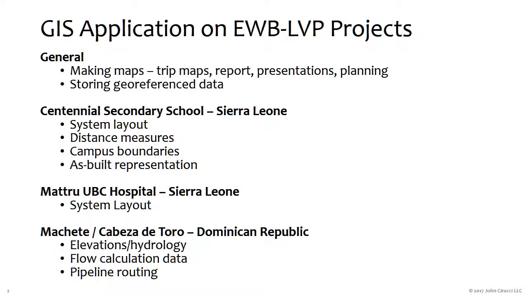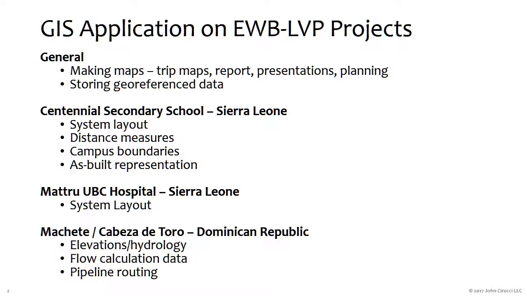So some specific things around the project. Centennial Secondary School, we have had the longest history, so we have the most data in our GIS. We've used that for system layout and doing distance measurements for piping runs. I think when we put the water lines in, we weren't quite GIS savvy yet, but in the later phases, looking at electrical runs, certainly in this most recent trip, using the GIS for that. We built the campus boundaries. I'll show an example of that.